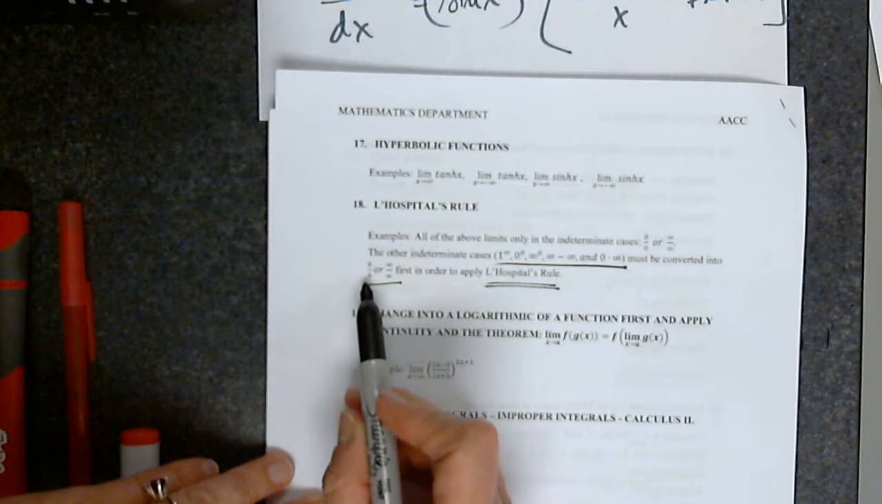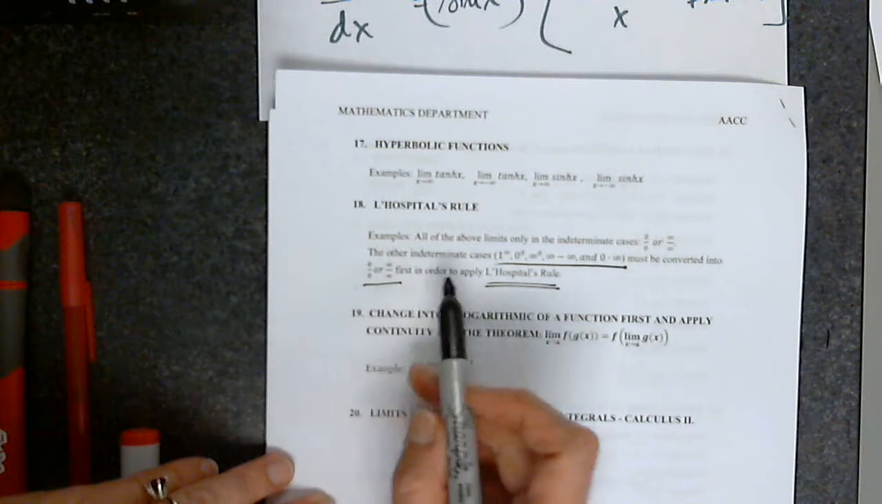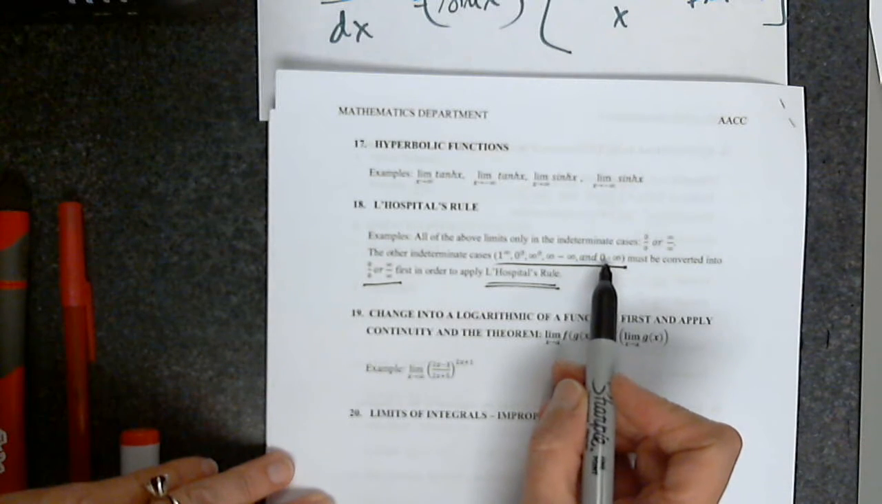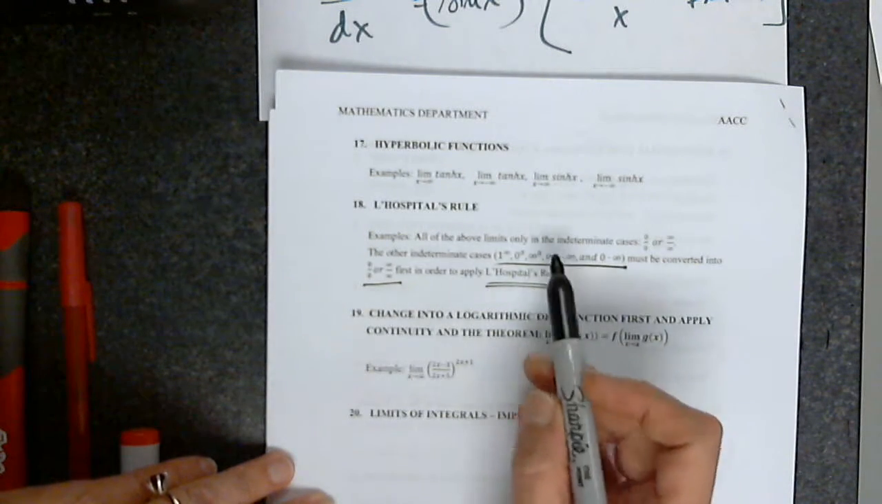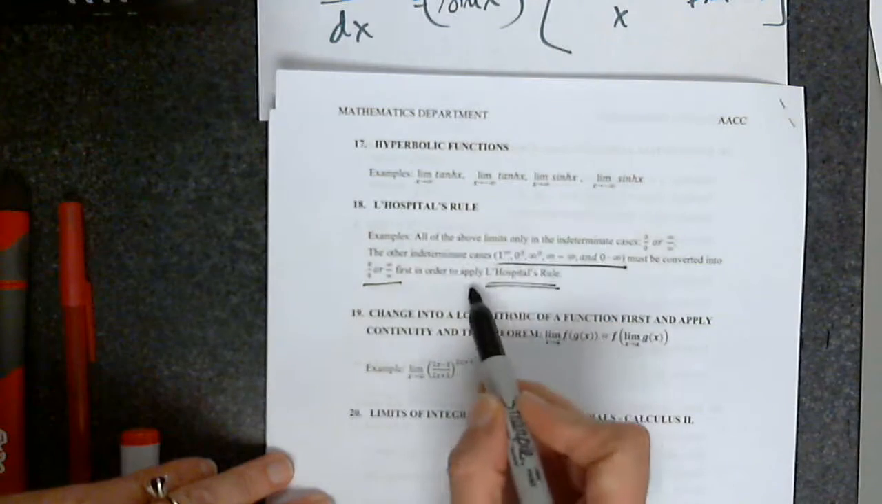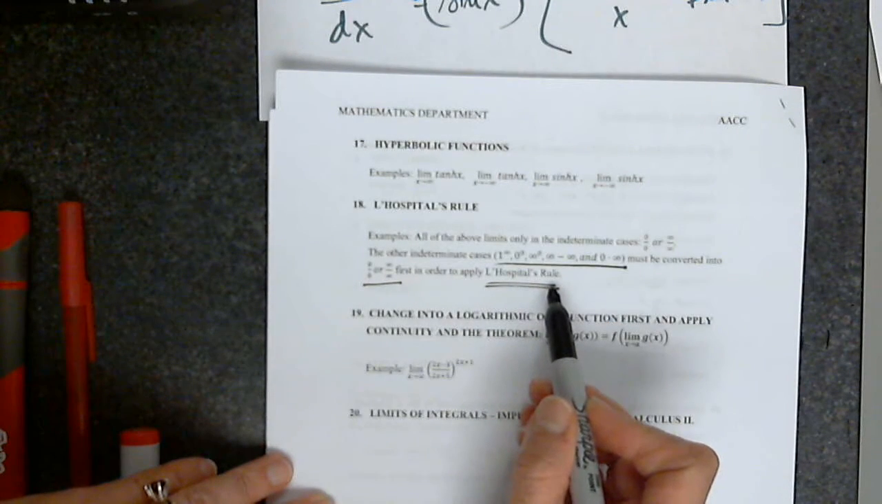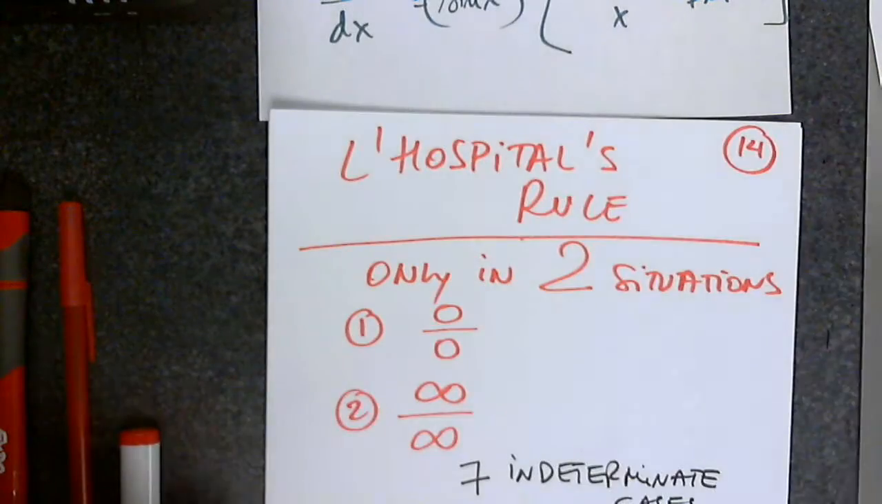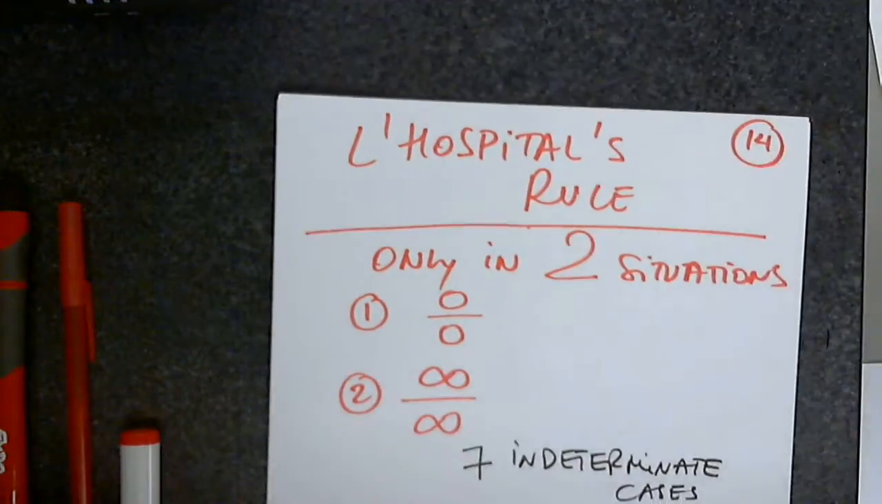So L'Hopital's rule is applicable only in the case 0 over 0 or infinity over infinity. And these are the cases: if I'm able to change them into this or this, then I will be able to apply L'Hopital's rule. So what is L'Hopital's rule? I haven't mentioned what it is.